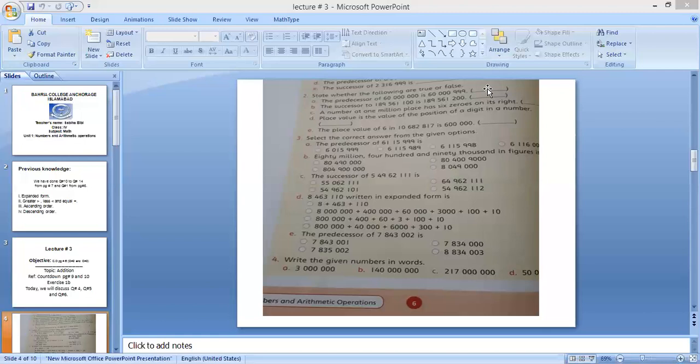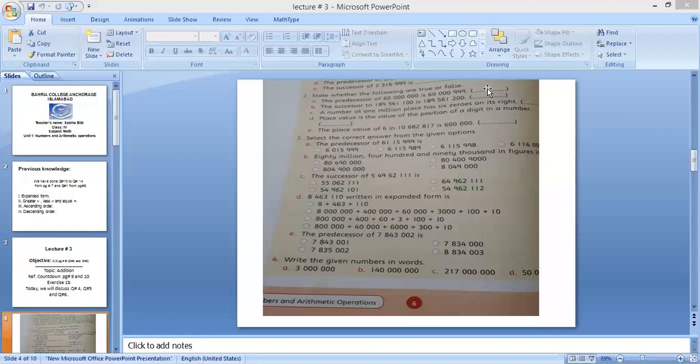Check. You have a number. For finding predecessor, you will subtract 1 from unit place. Then 9 minus 1 is 8. So your answer will be 66,115,998. Yes, this one is the right answer. This one is the correct option. You can check it by working. Okay, now come to B.